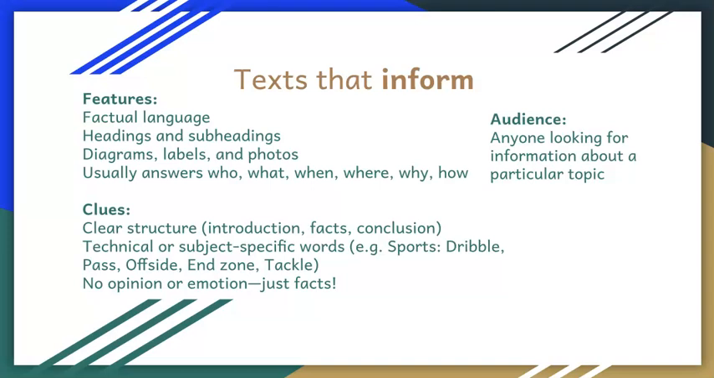They might have technical or subject-specific words, like if you were reading a text about sports, it would have words like dribble, pass, offside, end zone, or tackle. You wouldn't usually find language like that in a creative story like Dogman. They usually have no opinion or emotion, it's just facts.